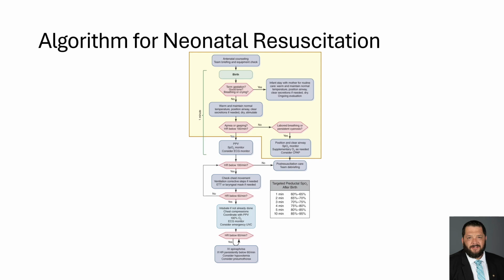Your compression to ventilation ratio is not 30 to 2. It's usually 3 compressions to one breath, and you should be having 120 events every 60 seconds. Compression, compression, compression, ventilate.